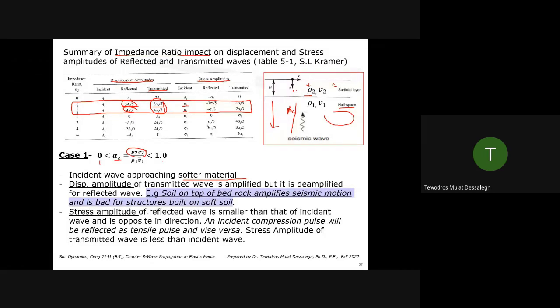Now, in the case of stress, the amplitude of the reflected wave is smaller than that of the incident wave and is opposite in direction. For stress, whatever stress comes here gets smaller. Rock has larger stress than the soil. An incident compression pulse will be reflected as a tensile pulse and vice versa. This opposite sign tells you that if a compression stress comes to the boundary, it changes into tensile. But the magnitude gets reduced in the soil layer.